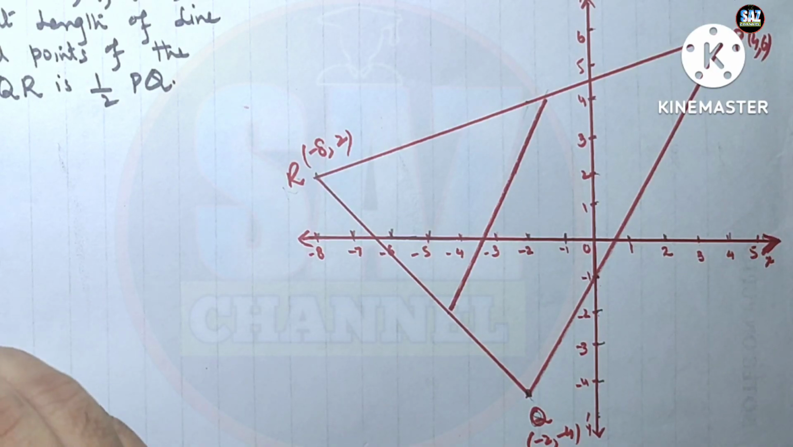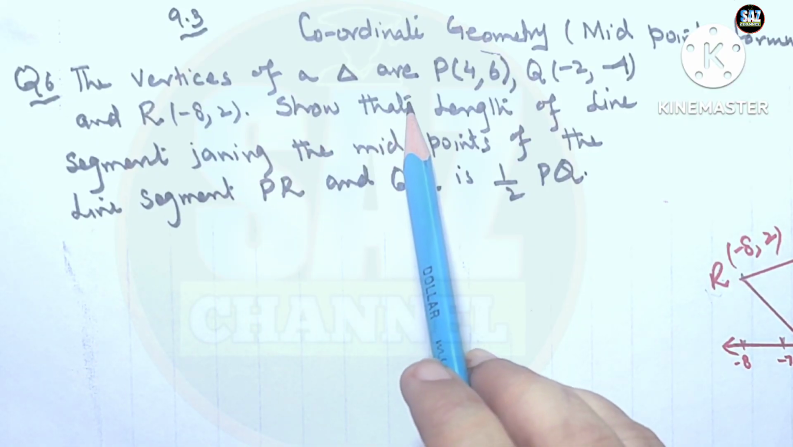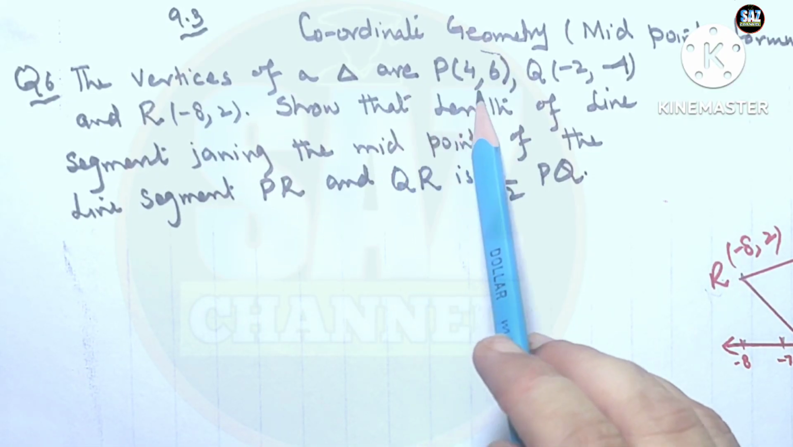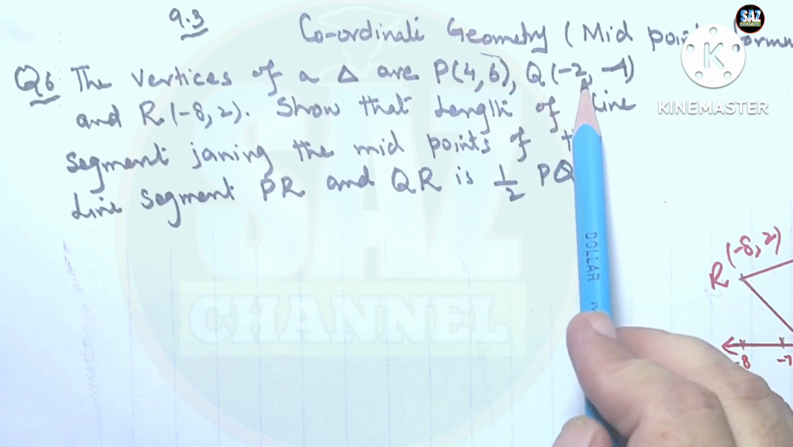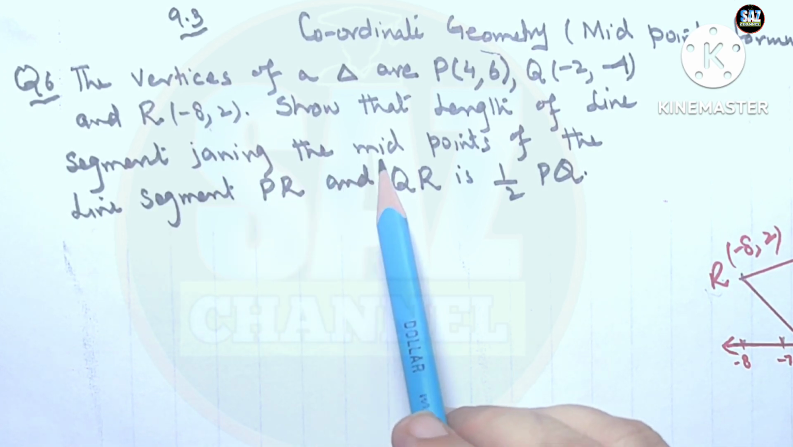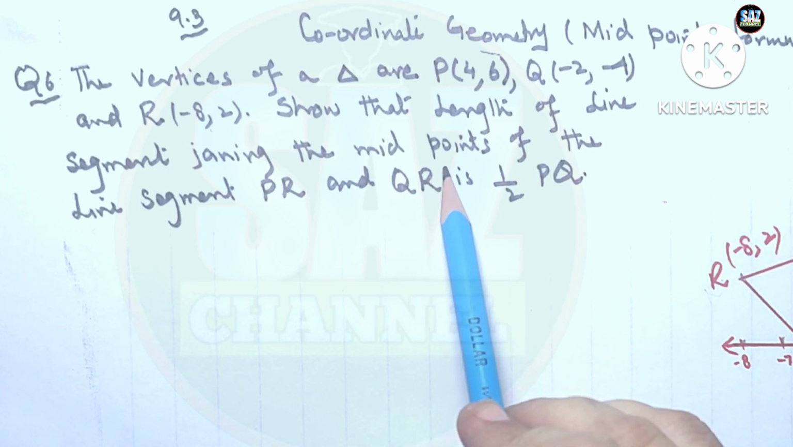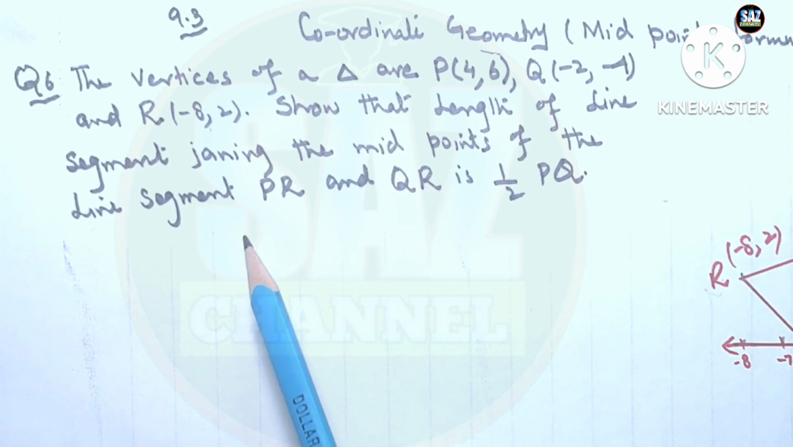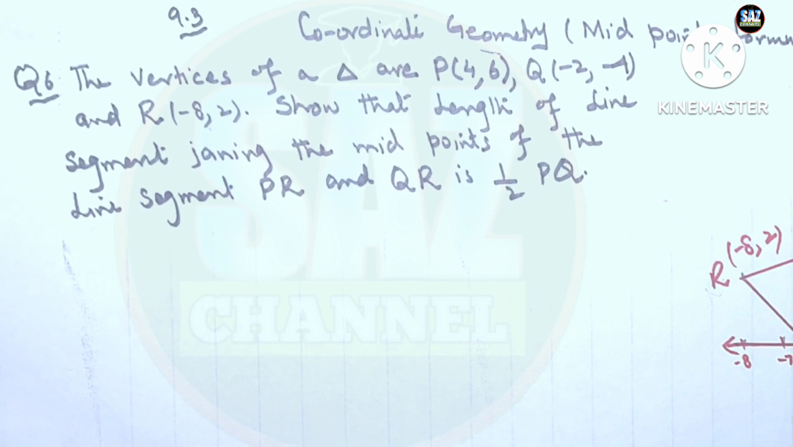The question says the vertices of the triangle are P(4, 6), Q(-2, -4) and R(-8, 2). Show that the length of the line segment joining the midpoints of the line segments PR and QR is half PQ. Okay, let's try to understand the question once again.